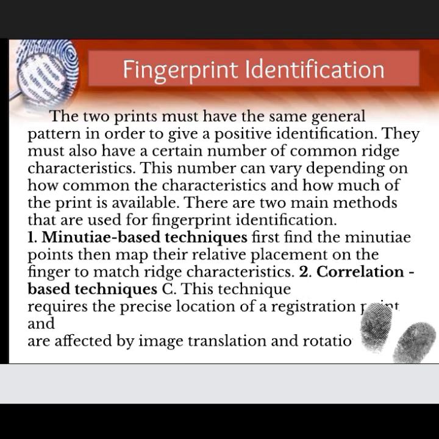First is minutia-based techniques. Minutia-based techniques first find the minutia points, then map the relative placement on the finger to match ridge characteristics. Another is the correlation-based techniques, which is able to overcome some of the difficulties of the minutia-based approach. These techniques require the precise location of a registration point and are affected by image translation and rotation.